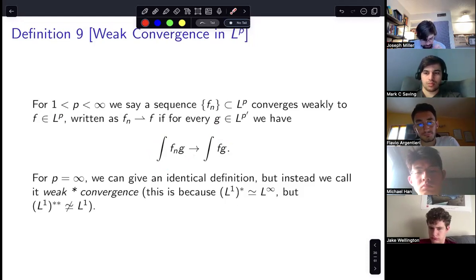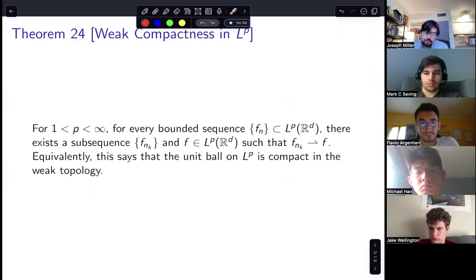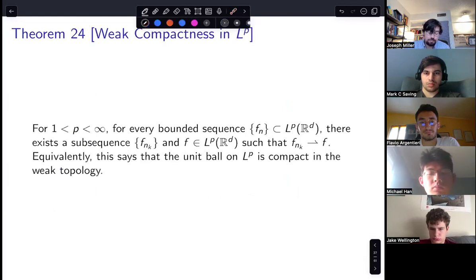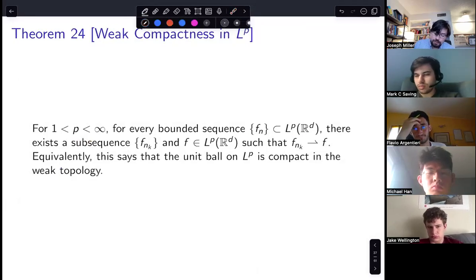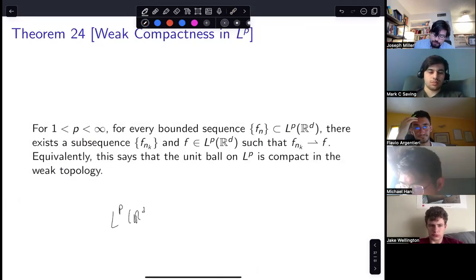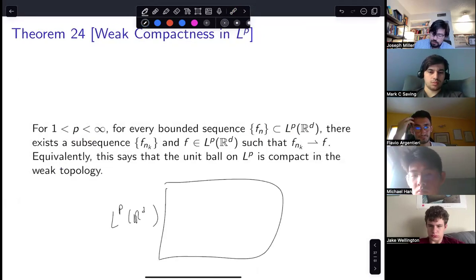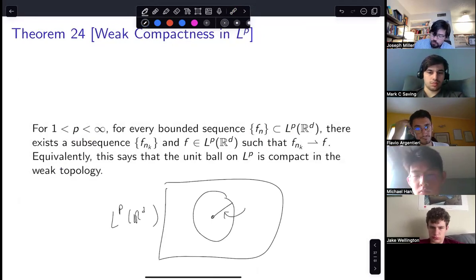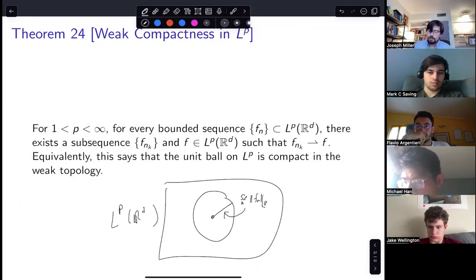Great. The great thing about weak convergence is that it gives you compactness in some sense. This is a corollary of what's called the Banach-Alaoglu theorem. For p between 1 and infinity, if I take a bounded sequence in L^p, so if I view L^p of R^d as being this box, there is some ball in L^p whose radius is going to be the sup over n of the norm of f_n in L^p. So I'm working on a closed ball in this function space.